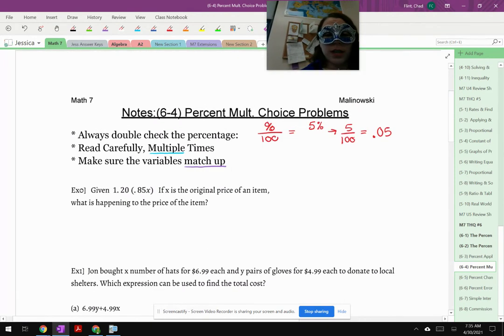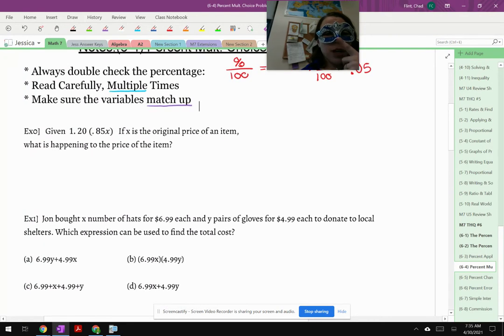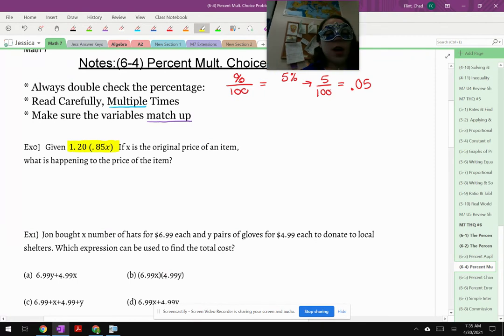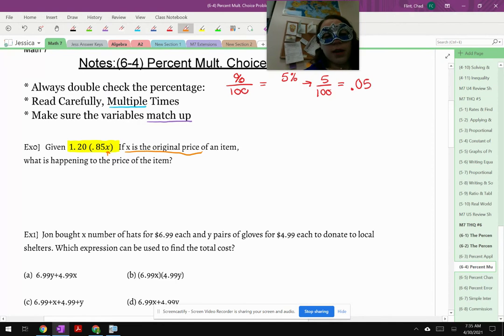So we'll take a look at, let's do example 0 now. So here, given this expression, 1.20 times 85 hundredths times x, they're telling us that x is the original price. So x right here, this little variable, is the original price of an item. And they want us to figure out what's happening to the price of an item.